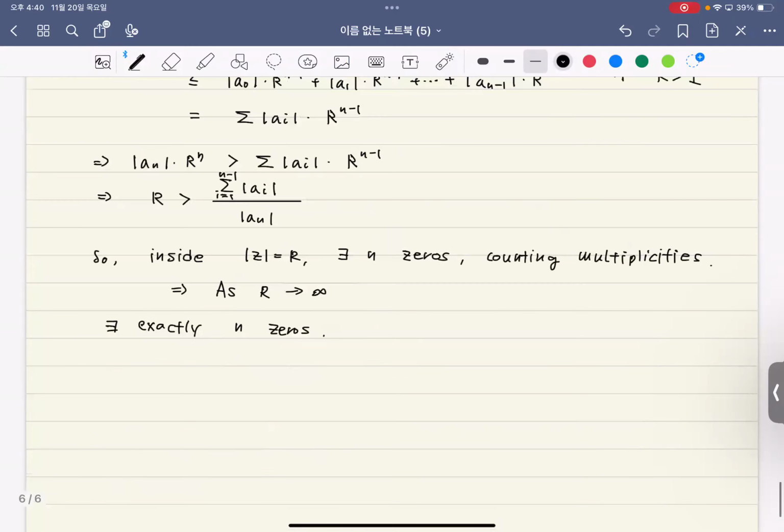All right. Good. Now we are on the final chapter, chapter 17, about the conformal mappings.